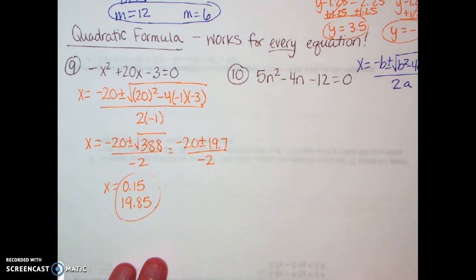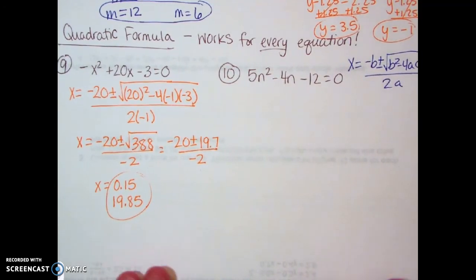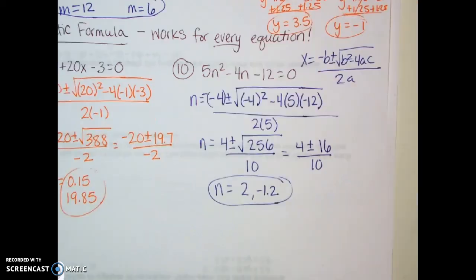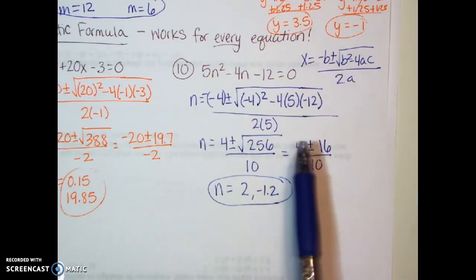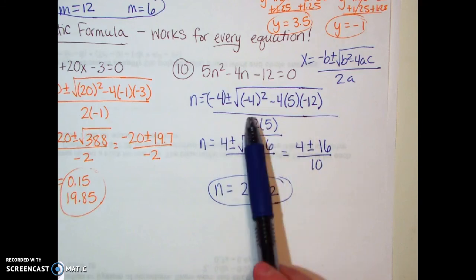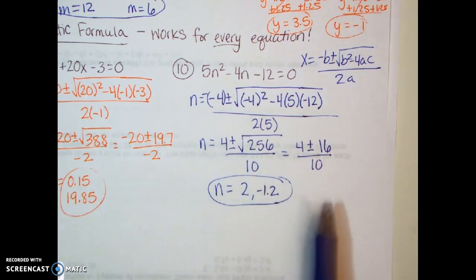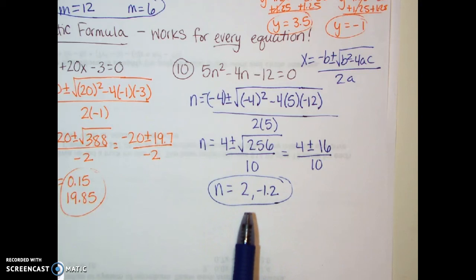Okay, I am going to pause this real quick and do number 10, and then I will walk you through it real quick because I'm running out of time. Okay, for this one you might need to pause it and make sure that you substituted everything in correctly. But I worked my way through it and I got my two answers to be 2 and negative 1.2.